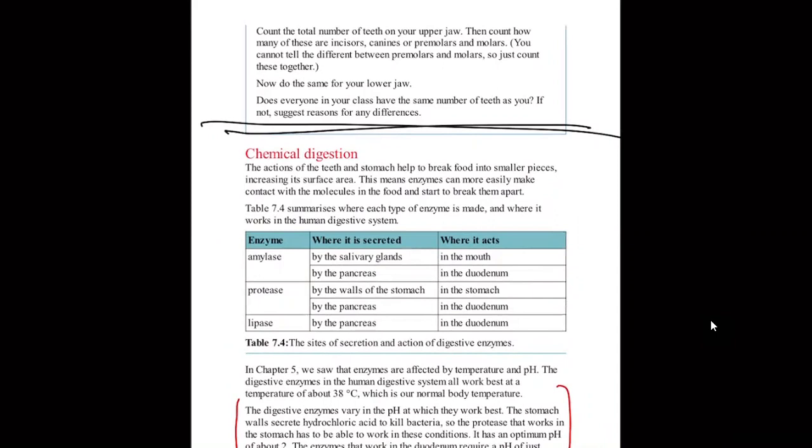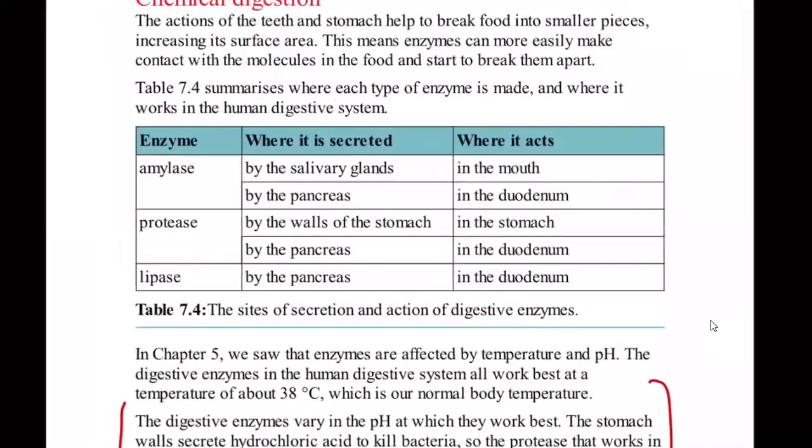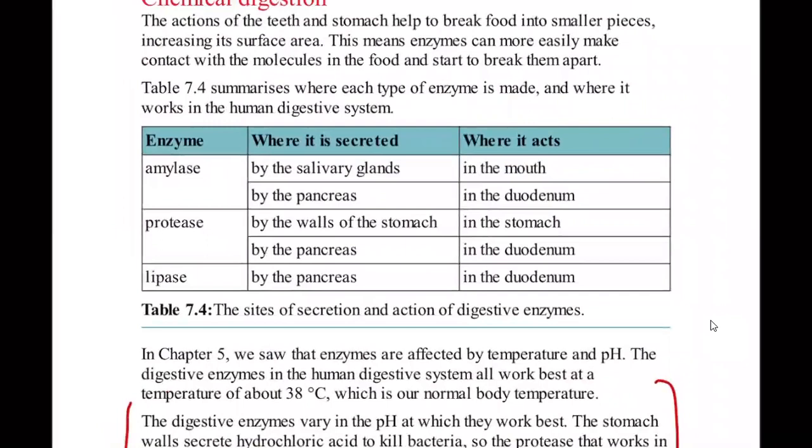You can see the names of the enzymes over here. See, you have amylase.